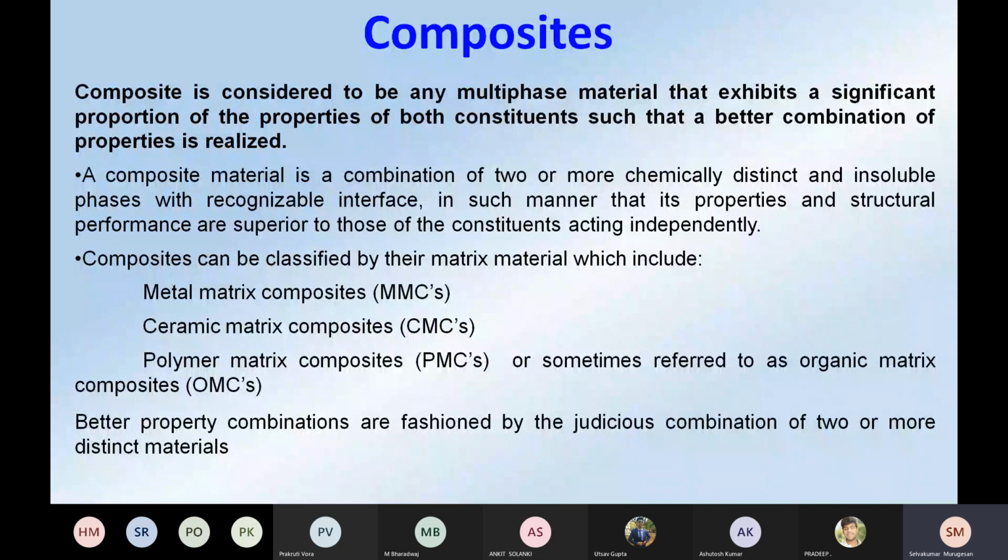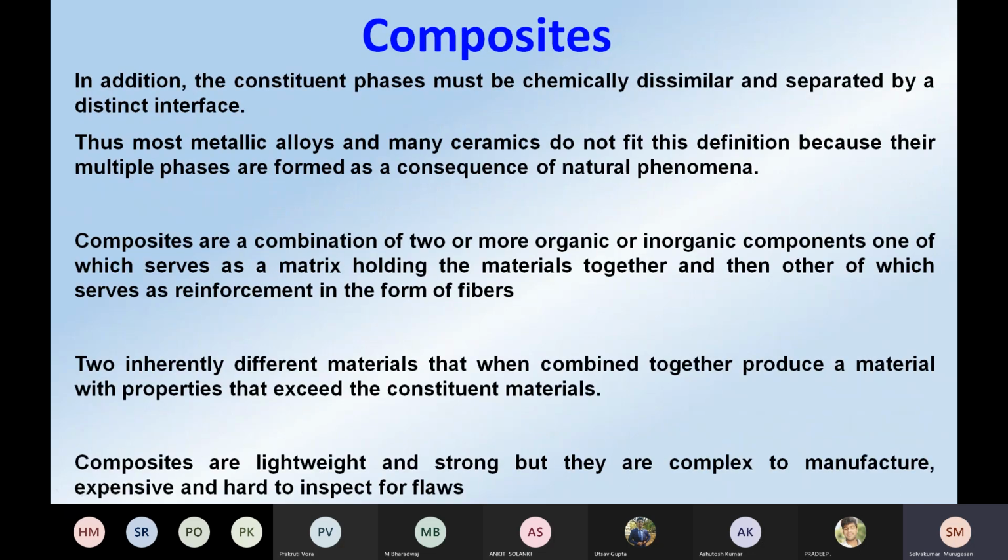In a composite, one component is called the matrix and another is called the filler. Matrix means you take one substrate, and that material is reinforced with the help of the filler, which is called the dispersed phase. The matrix could be a metal matrix composite, a ceramic matrix composite, or a polymer matrix composite. Of course, polymer can also be referred to as an organic matrix. In addition, the constituent phases must be chemically dissimilar and separated by a distinct interface.